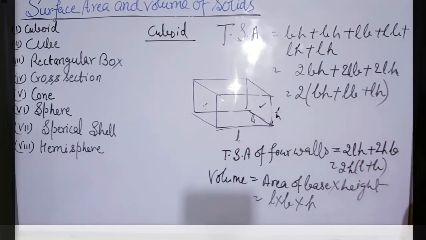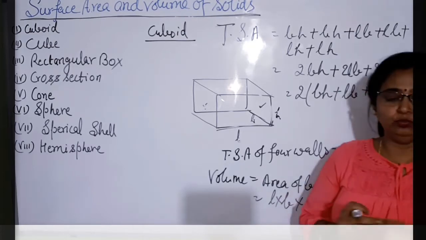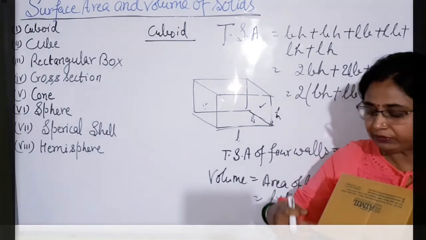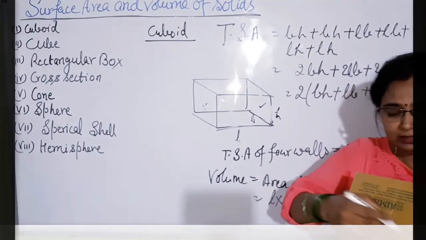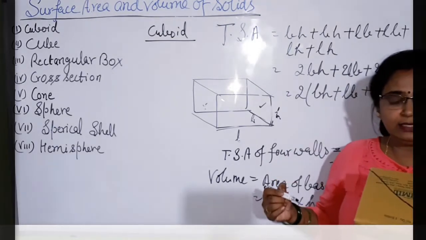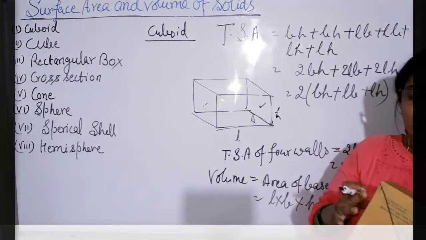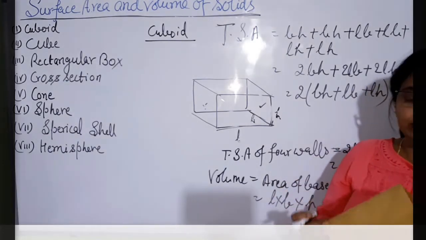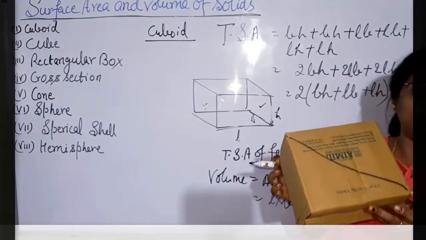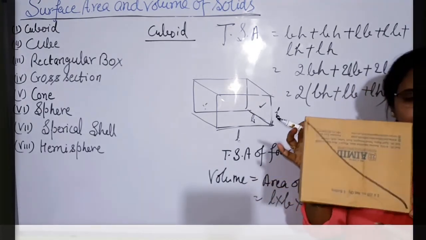That is volume. One more thing is important for you: the diagonal of a cuboid. What is the diagonal of a cuboid? Generally, for a rectangle, imagine one face, then its rectangle diagonal is like this. And the diagonal for the cuboid means from this corner to this corner, the line joining this corner to this corner.